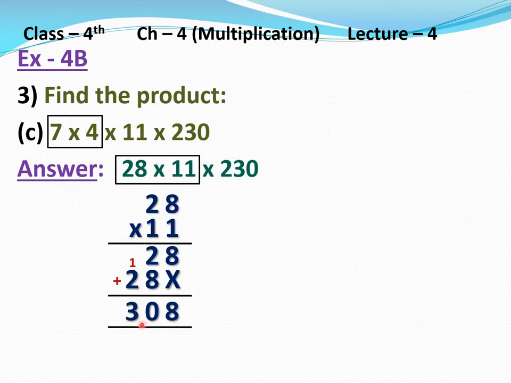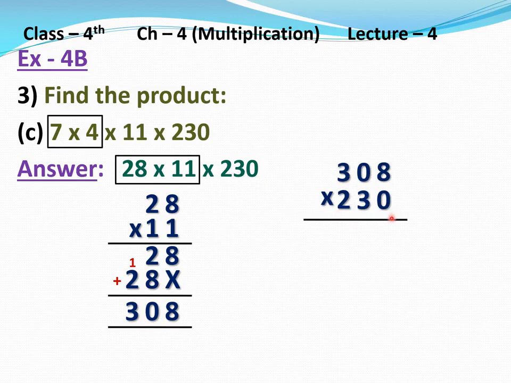Now multiply 308 by 230. Write down 308 multiply 230. Now see, 0 8 is a 0, 0 0 is a 0, 0 3 is a 0. Now put 1 cross here. Now multiply 308 by 3. See, 3 8 is 24. Write 4 here and 2 carry. 3 0 is a 0 plus 2, 2. Right? 2 here. 3 3 is 9. Right? 9 here. Now put 2 cross here.